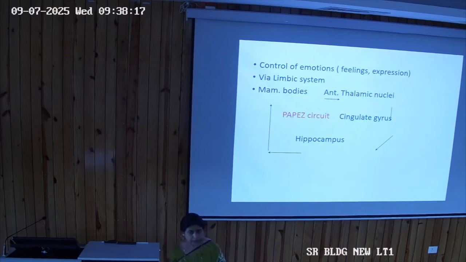Then this information is going to the cingulate gyrus. It is another important structure which is present in the limbic system. Cingulate gyrus is not only receiving information from the hypothalamus, but it is also receiving information from the frontal lobe. So the association areas are also giving their information to whom? The cingulate gyrus. Then from the cingulate gyrus, it goes to the hippocampal formation, a structure made up of the hippocampus and the dentate gyrus.